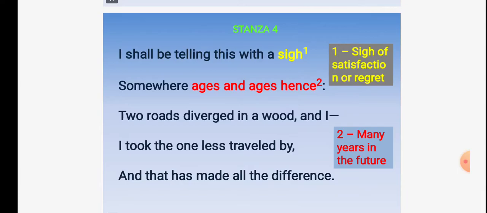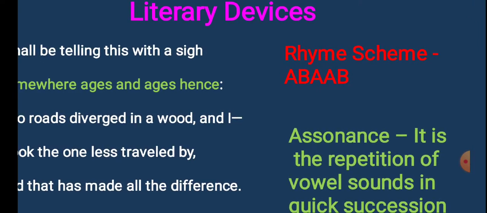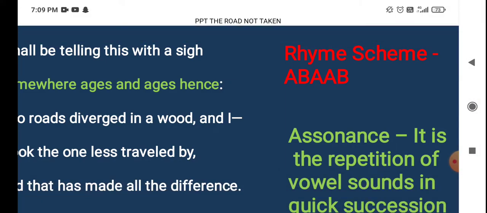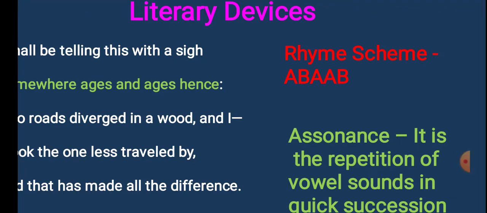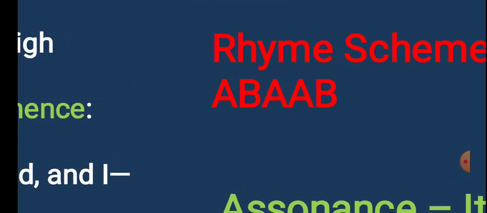Next is the rhyming scheme that you can check. Sigh, and after sigh, in the second line, hence. So sigh and hence are not rhyming. I and by, sigh, I, by. So the first, third and fourth lines are rhyming. Hence and difference: the second and fifth lines are rhyming. So we give them letters accordingly, A, B, A, B.